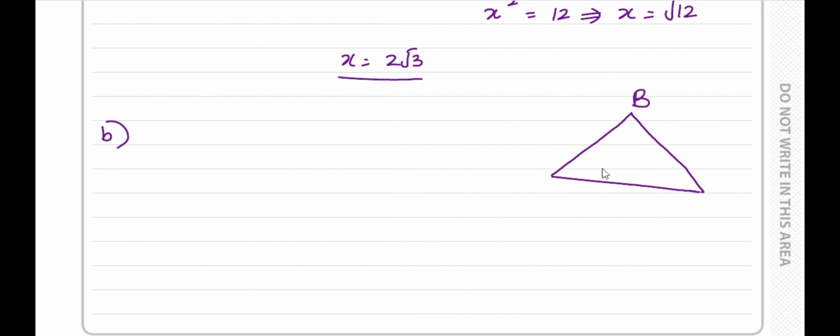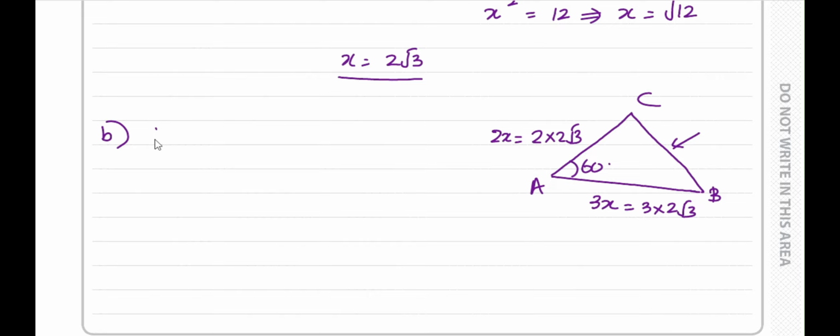So, this is B. Sorry, this is C. B, A, angle 60 degrees. So, this is 2x and this is 3x. So, 2x can be written as 2 times 2 root 3 and this is 3 times 2 root 3, and we need to find out this BC now.